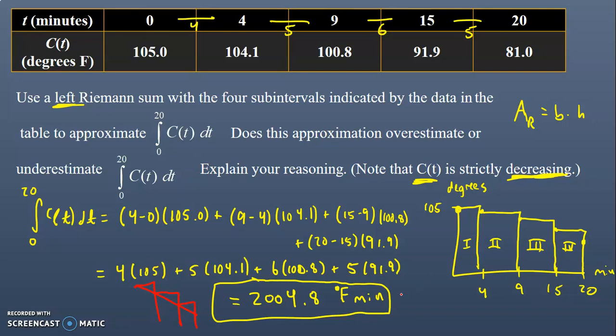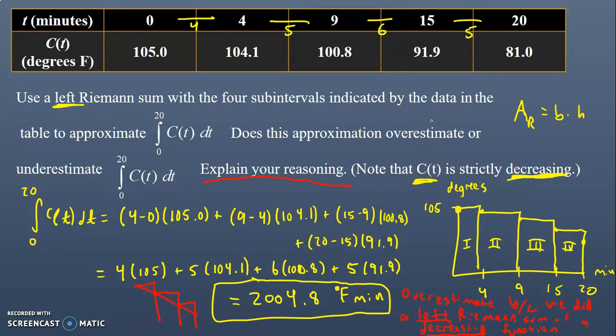And to explain your reasoning, you would just say that this is an overestimate because we did a left Riemann sum of a decreasing function. You don't have to explain a whole lot. Like explaining your reasoning, all you have to say is that we did a left Riemann sum of a decreasing function. So make sure you reference whether it's a left or right sum, and make sure you reference whether the function was increasing or decreasing.